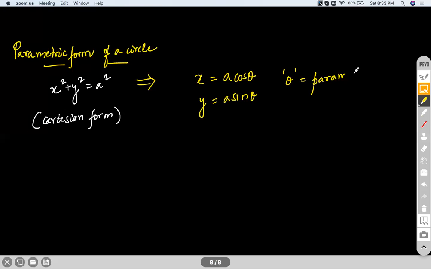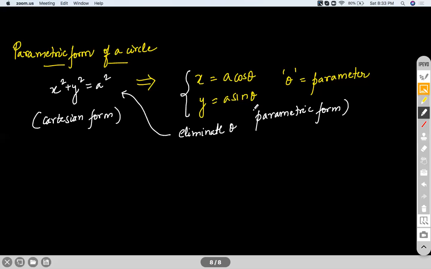What is a parameter? A parameter is something which keeps on changing, correct? And as it changes, it changes your x and y coordinates. But x and y will always be related by this relation. So if you eliminate your theta from this, then you'll end up getting this equation. Both are the same thing, but this is called the parametric form of the equation of a circle, and that is called the Cartesian form.